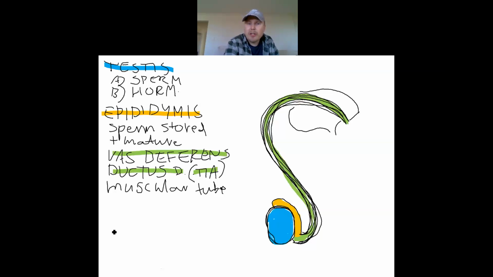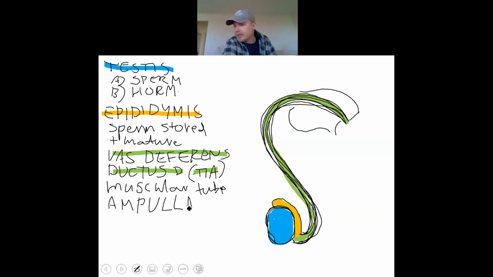So what we're gonna draw here to the distal end of the ductus deferens is a kind of an enlargement of it. And this enlargement of the ductus deferens is known as ampulla. So it's nothing but an enlarged part of the ductus deferens, kind of a bigger sac there.